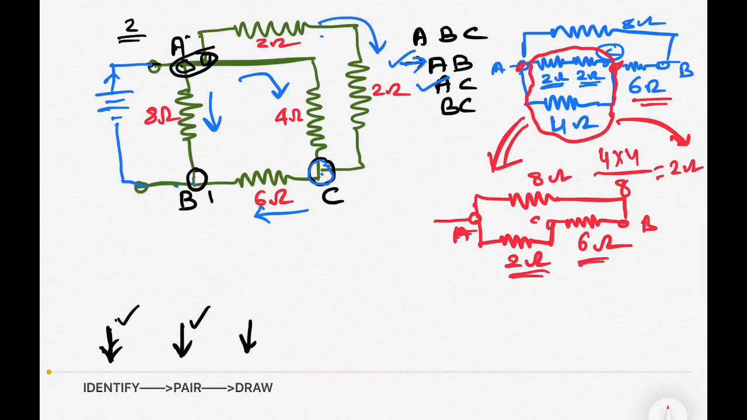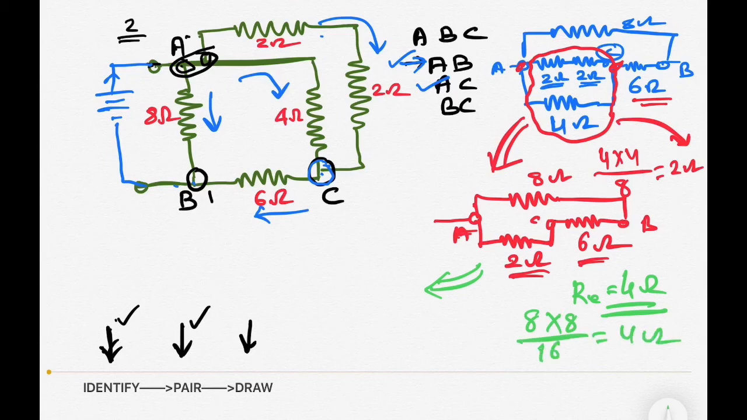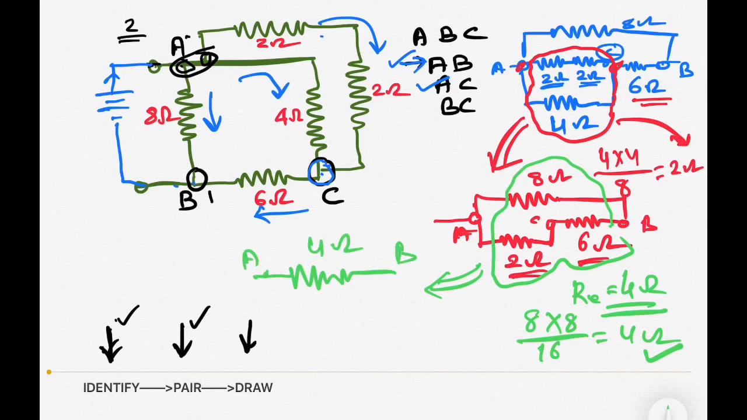So now this circuit becomes 2 resistances of 8 ohm each in parallel, right? If I get the resultant of 2 resistors in parallel, each of 8 ohm, the resultant resistance will be 4 ohm, because 8 multiplied by 8 divided by 8 plus 8, 16, so this becomes 4 ohm. So we got a resultant of all these resistors as 4 ohm. So my final circuit is 4 ohm in between points A and B. Okay, so you see we got the same 4 ohm answer from this diagram as well.